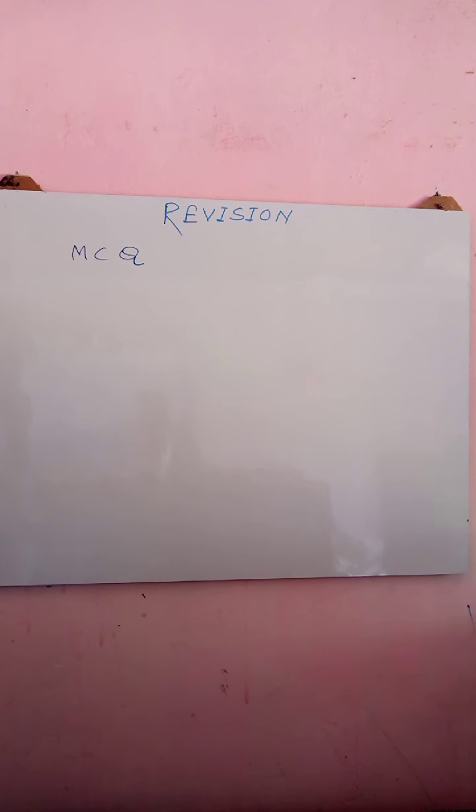So looking towards the examination, we will revise the chapters which are going to come in your examination. I mean chapter 1 and chapter 2: periodic properties and its trend, and the second chapter is chemical bonding, right? So today we will revise periodic properties and its trend.